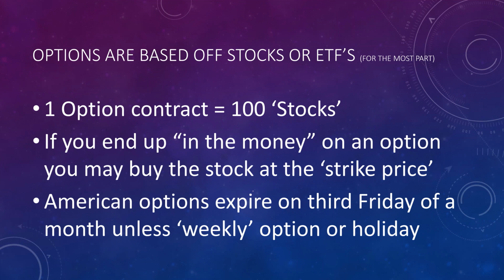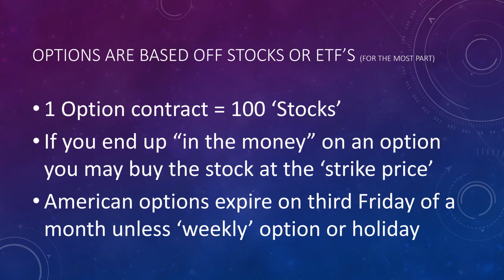An option is based off of either a stock or an ETF for the most part. There are other things it can be based off of, such as indices, but mainly they're based off of stocks or ETFs. One option contract is equivalent to 100 stocks. That's really, really important. If you end up in the money, which I'll explain what that means on a future slide, on an option, you may buy the stock at the strike price. You get to choose the strike price. Again, I'll show that on the next slide.